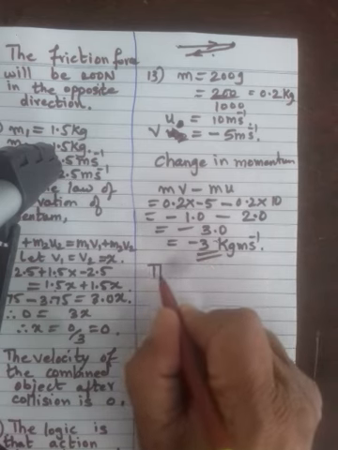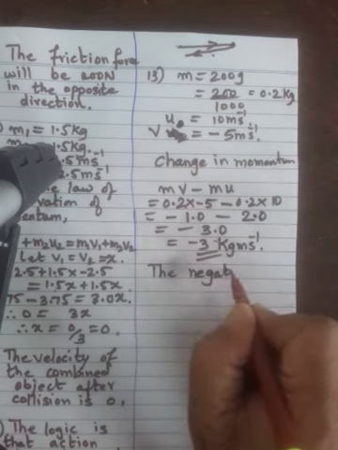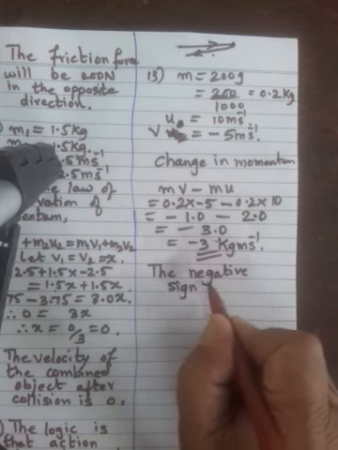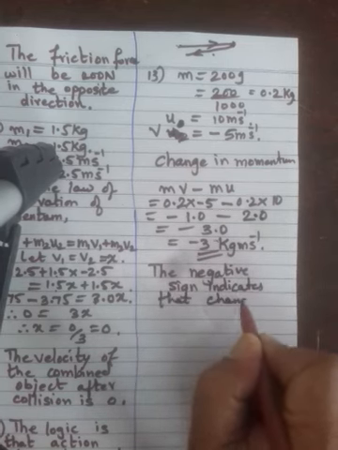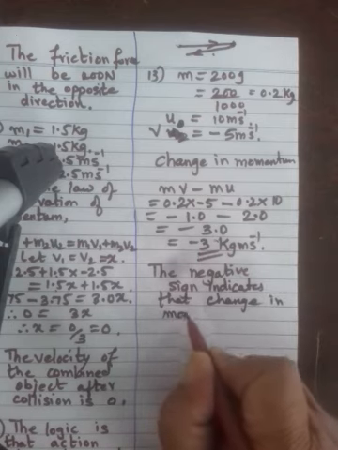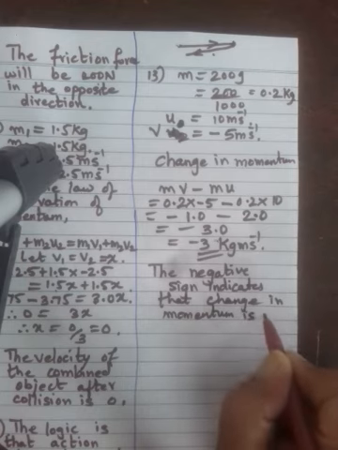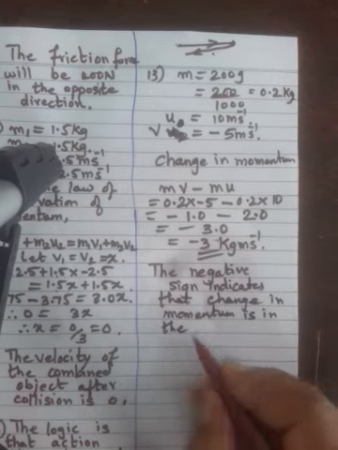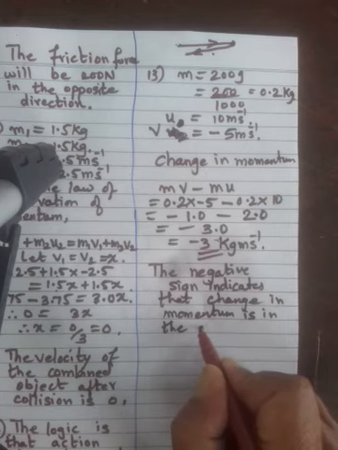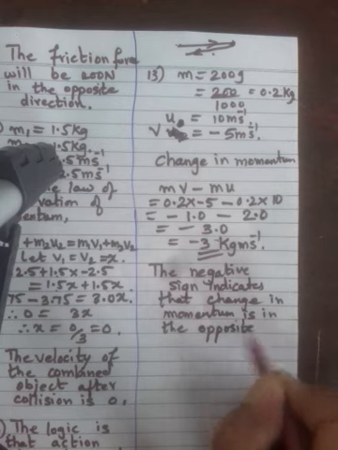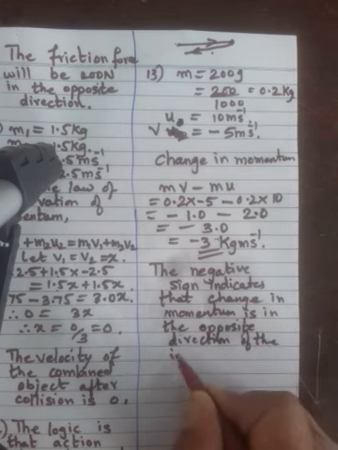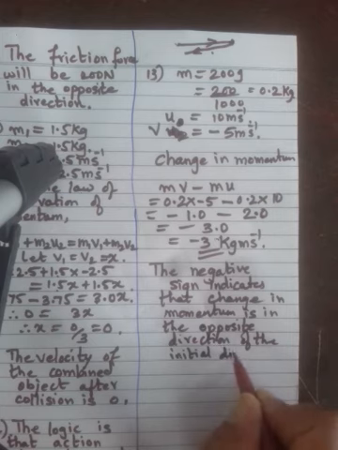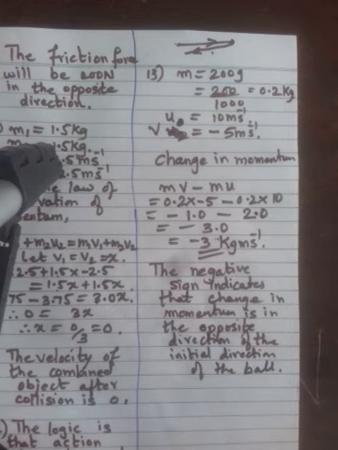The negative sign indicates that the change in momentum is in the opposite direction of the initial direction of the ball. Okay, so this is the answer for the question.